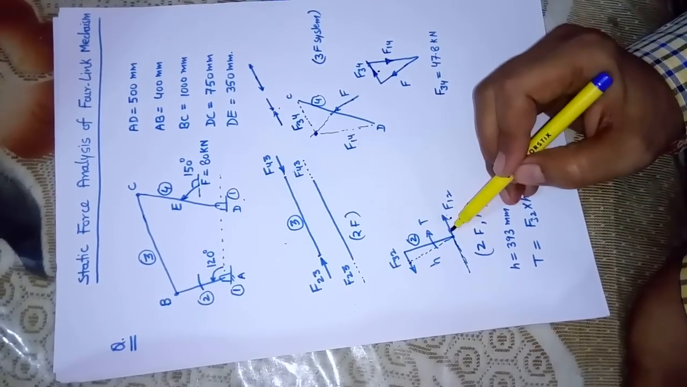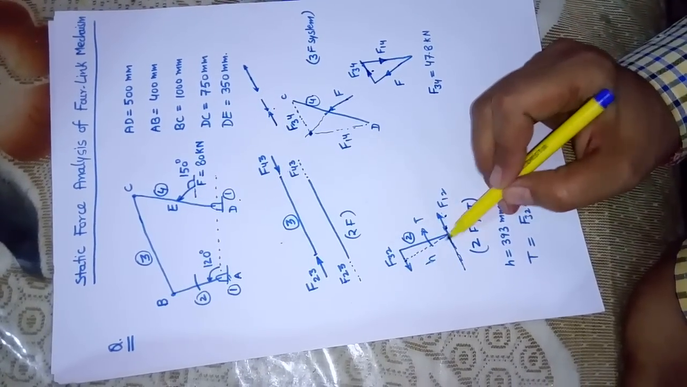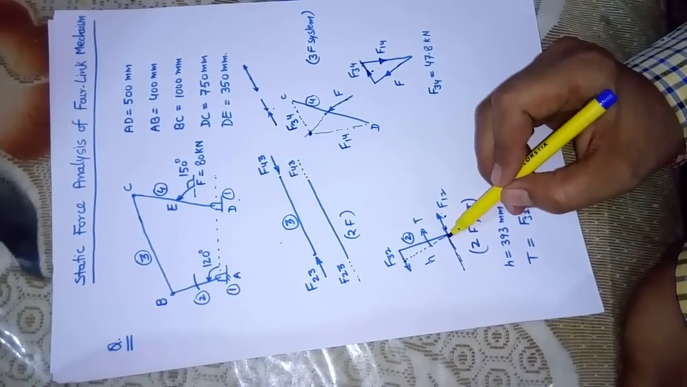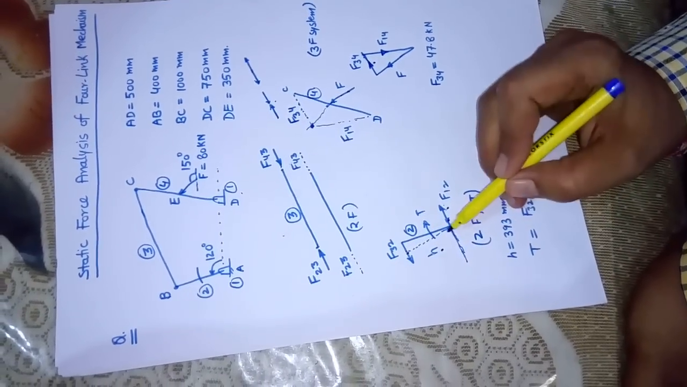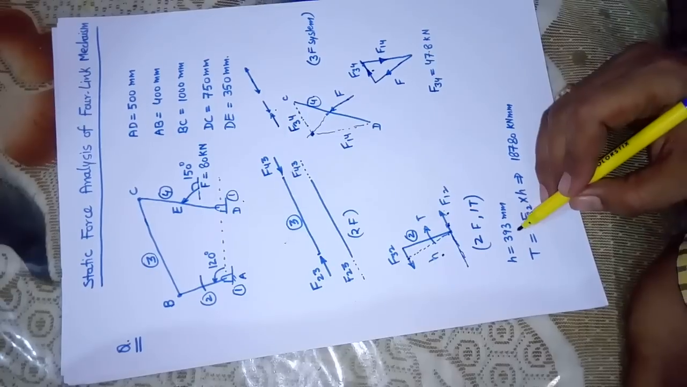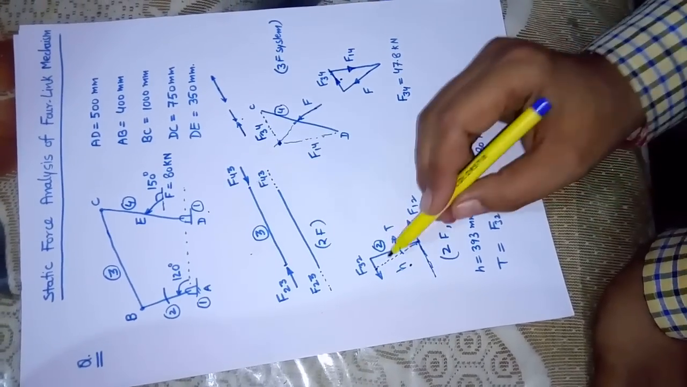These two forces are parallel, but how to get the perpendicular distance between them? I'll draw a perpendicular from this point to this line and I'll get the value of h. If I go by the configuration, it comes to around 393 mm. So I have got h.